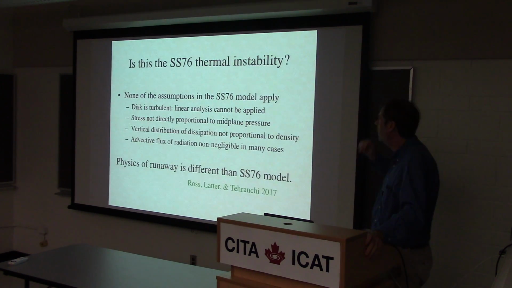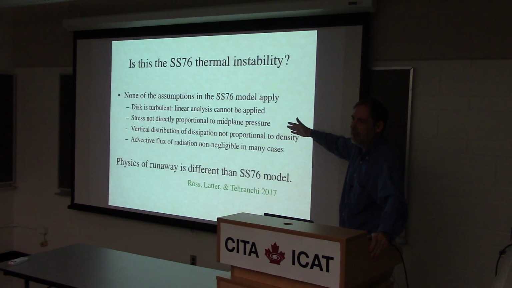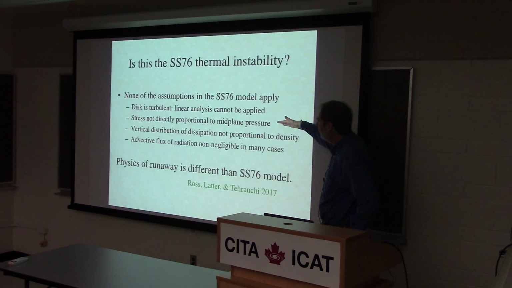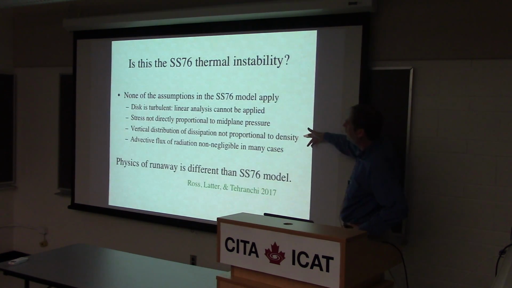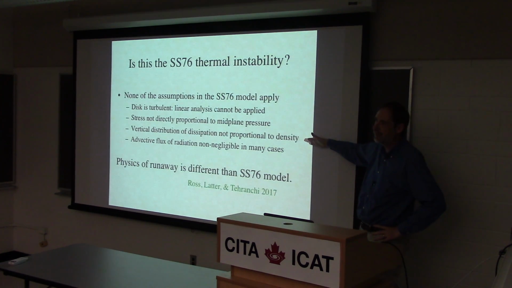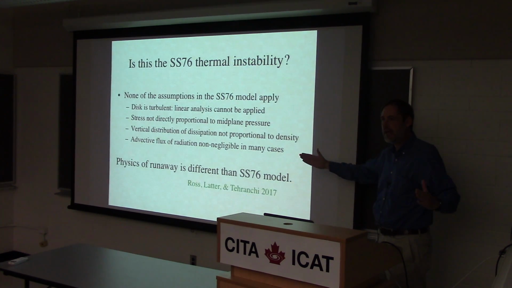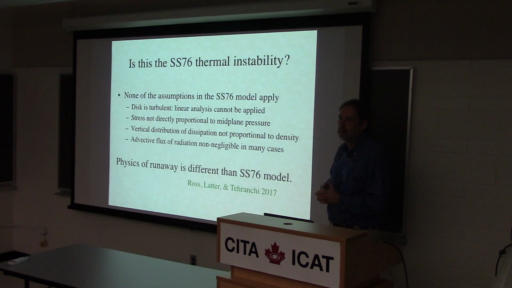So is it really this Shakura-Sunyaev 76 thermal instability? I would say not, because first of all, the disk is turbulent, and you can't really look at linear thermal stability properties when you have this turbulent flow in which you have nonlinear fluctuations in density, temperature, and every other variable. Most importantly, stress is not directly proportional to pressure, which is the alpha ansatz. Even more important, the vertical distribution of dissipation is not proportional to density. In the alpha model, all of the energy is dissipated at the midplane and proportional to density, with less in the surface layers, which completely determines the structure of the disk. That's not true with MRI. The dissipation does not follow density, and that changes the vertical structure of the disk.